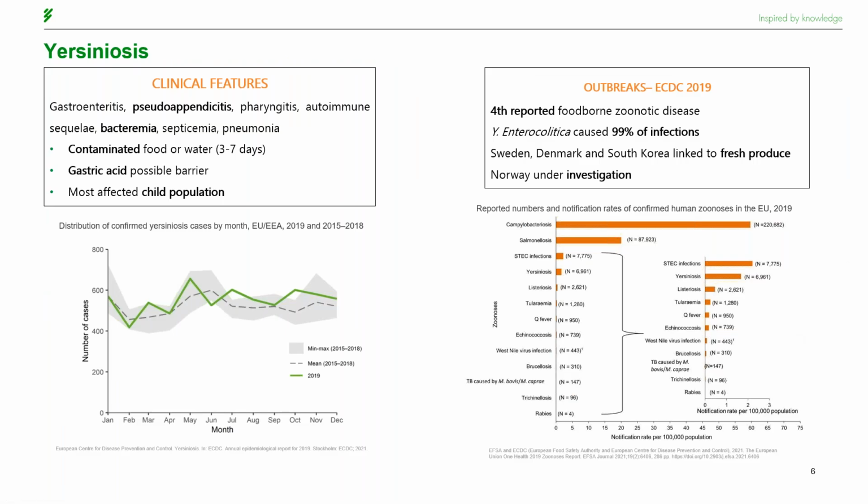Enteropathogenic Yersinia infection has a common manifestation with other foodborne infections, the most common one being gastroenteritis. However, on some occasions, it can cause symptoms very similar to appendicitis, thus leading to a wrong diagnosis. Less common complications are autoimmune sequelae, pneumonia, and bacteremia, which is when bacteria enters the bloodstream, and it is very dangerous since Yersinia bacteremia has a fatality rate between 30 and 60%.